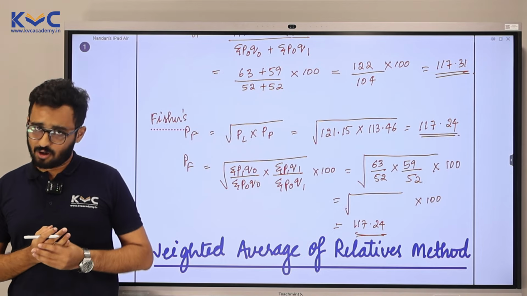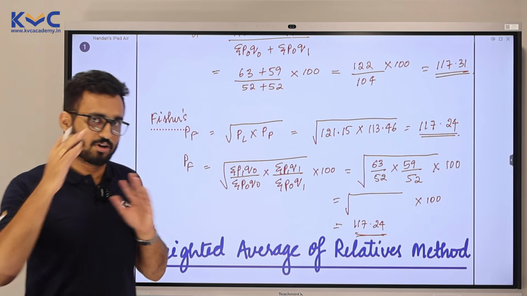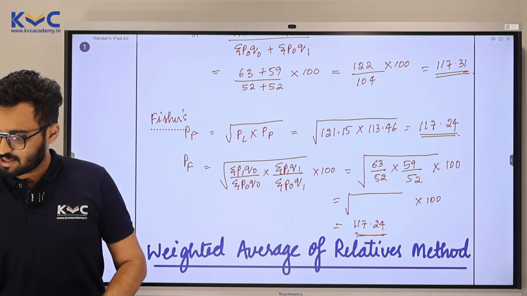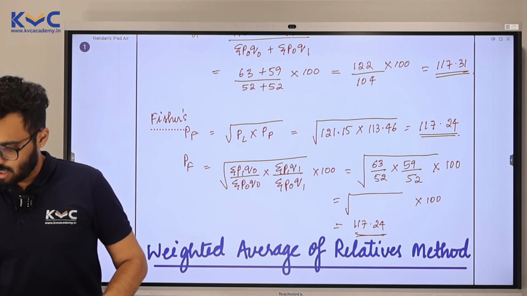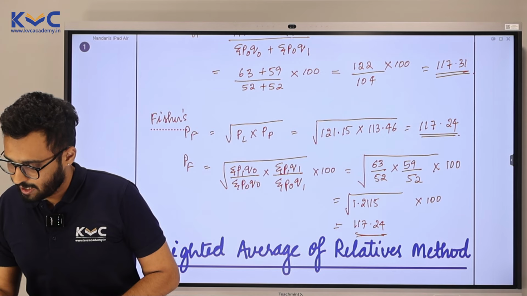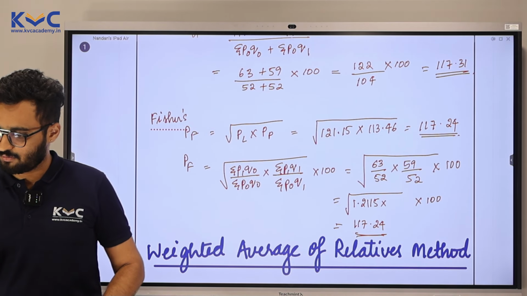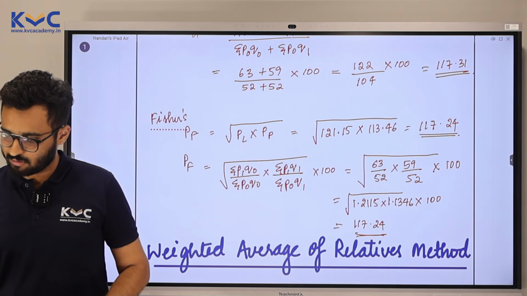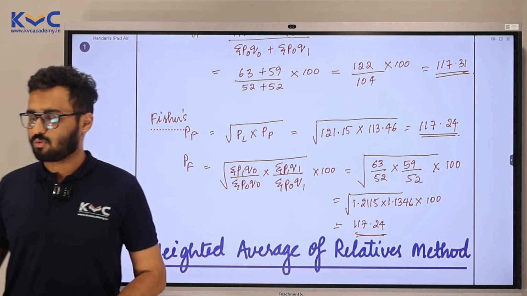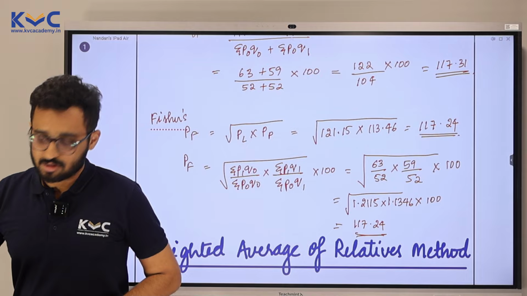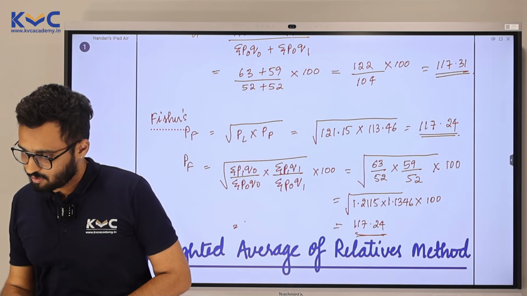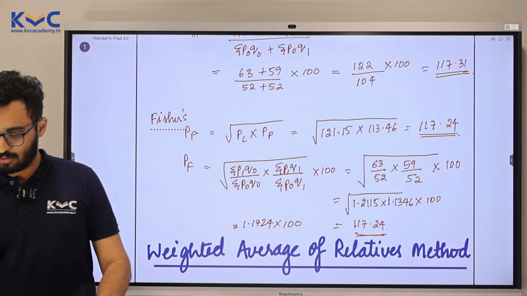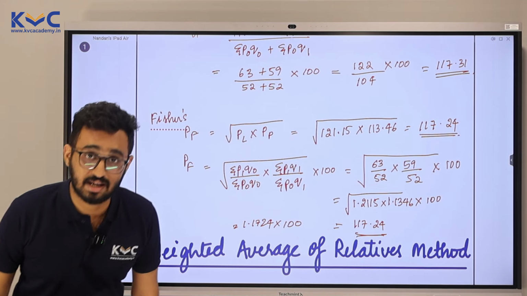Did you understand? If this is too much for you to understand, first of all, you can pause it and replay and check. But if it is too much for you, let's make it simple. 63 divided by 52 is 1.2115, multiplied by 59 divided by 52, which is 1.1346. So now 1.2115 into 1.1346, you get 1.3745. Now click on square root, you get 1.1724, multiplied by 100, you get 117.24. Is that clear?